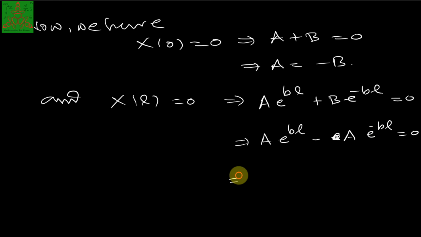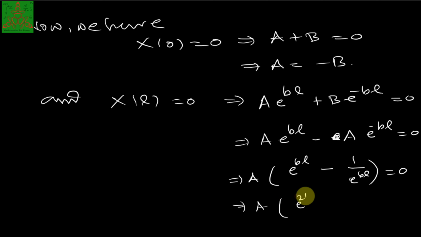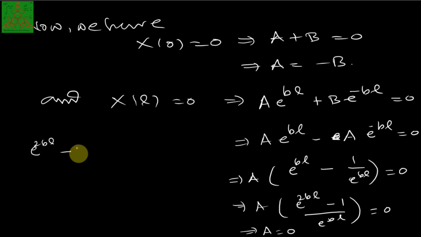If I take A common, this is written as A into e power bl minus 1 upon e power bl is equal to 0. This gives A into e power 2bl minus 1 upon e power bl equal to 0. But this gives A equal to 0, because this quantity, e power 2bl minus 1, is never equal to 0. If it were 0, then either b is 0 or l is 0. But we already assumed that b is greater than 0, and l is the length of this string, so it can never be 0.